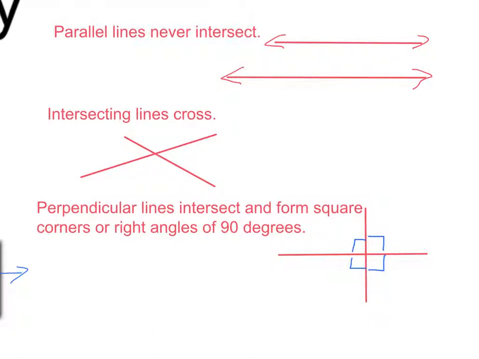parallel? Well, that means they never cross. Are they intersecting? Yes. Now, if they're intersecting, are they also perpendicular? Do they cross at a 90 degree or square corner there? So you'll have to figure those things out.